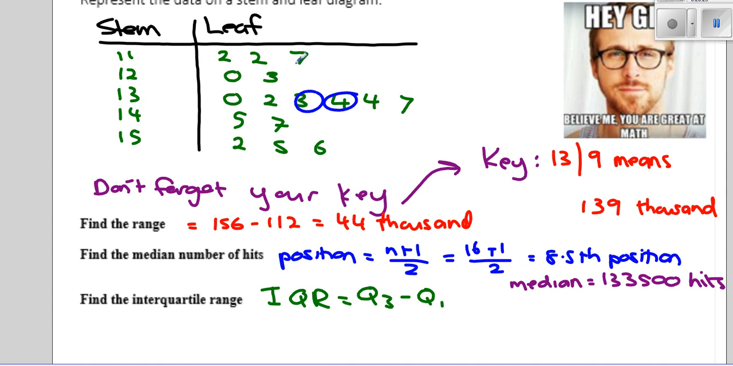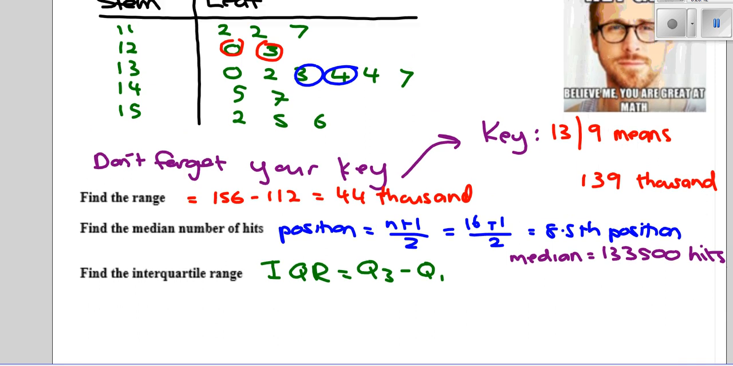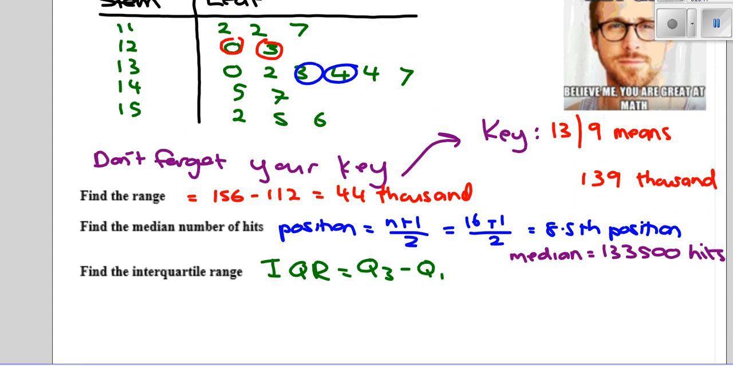Yep. So 1, 2, 3. The 4th is here, and the 5th is here. So what's the average of 120 and 123? 121.5. Yeah. So that's our lower quartile. So that'll be here, minus 121.5.